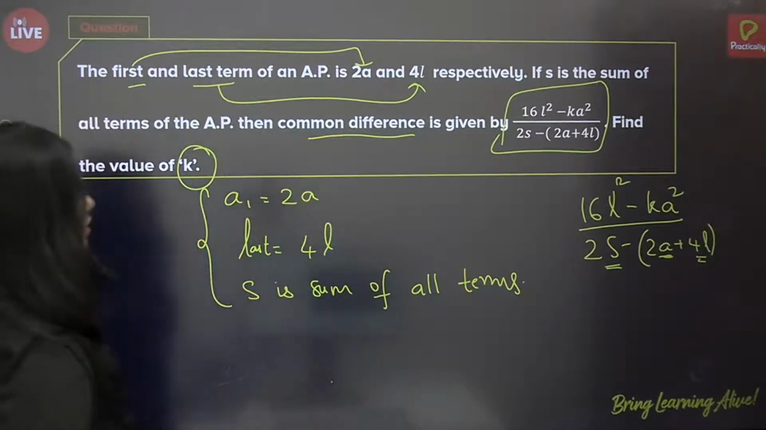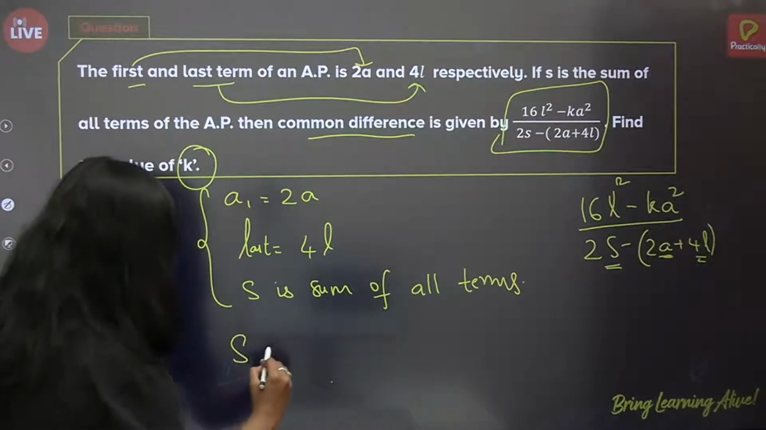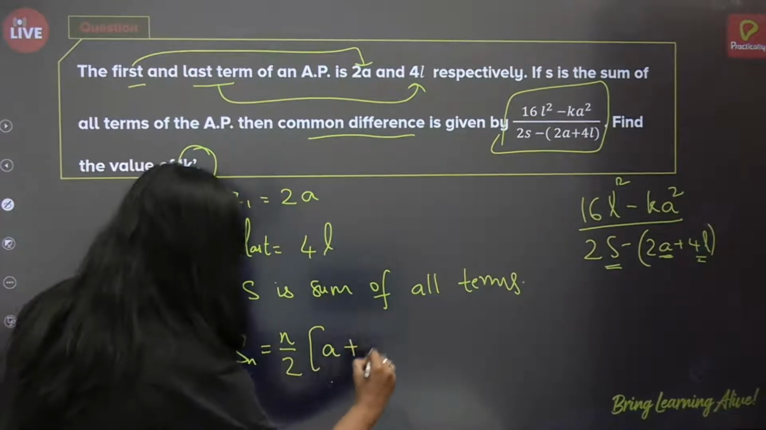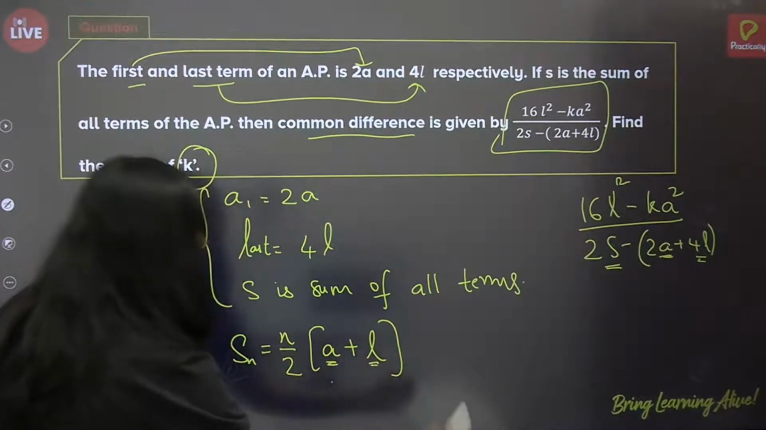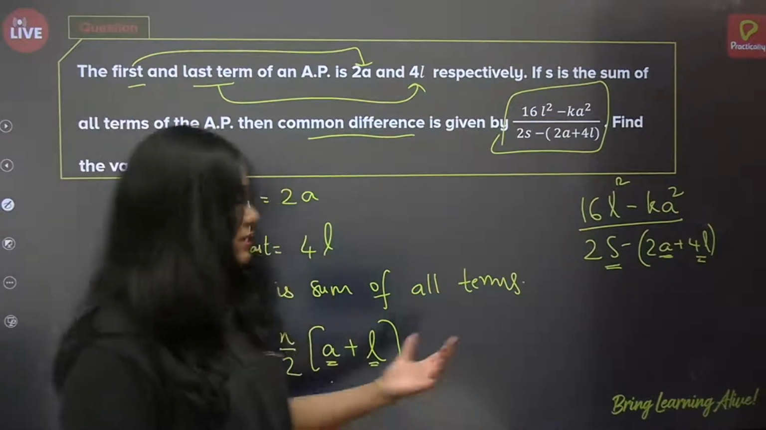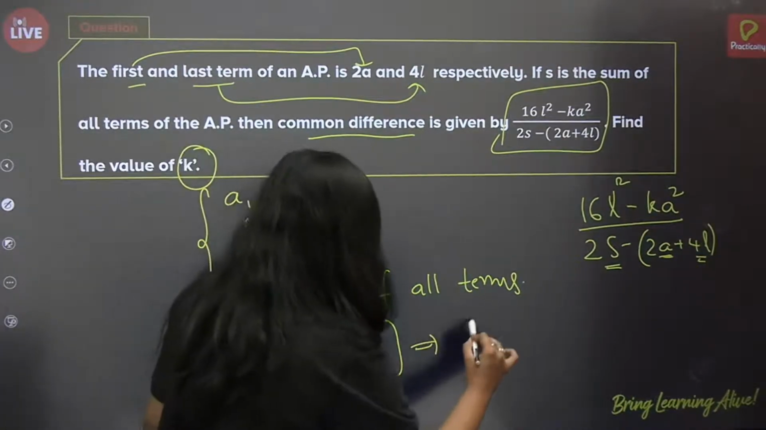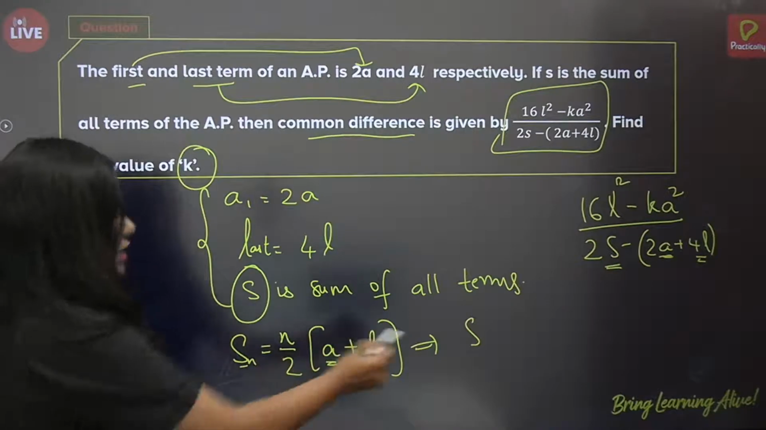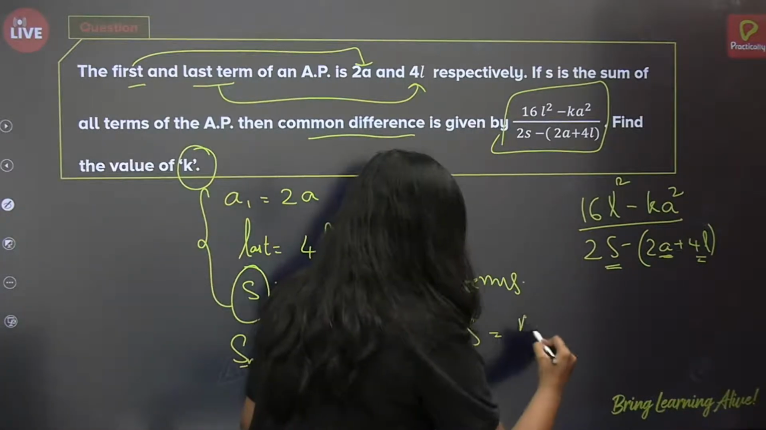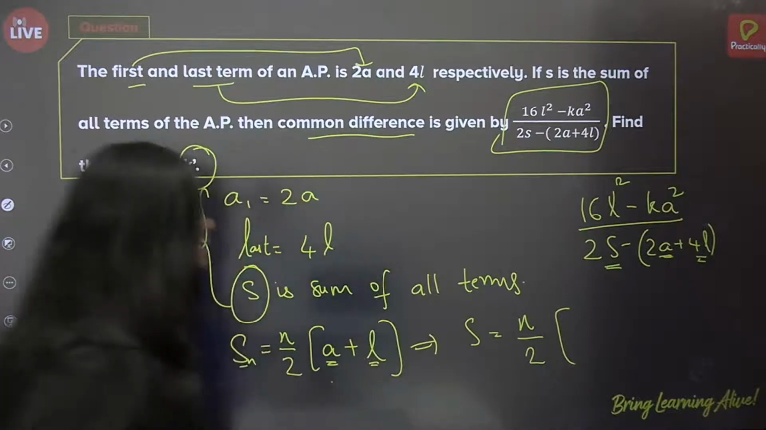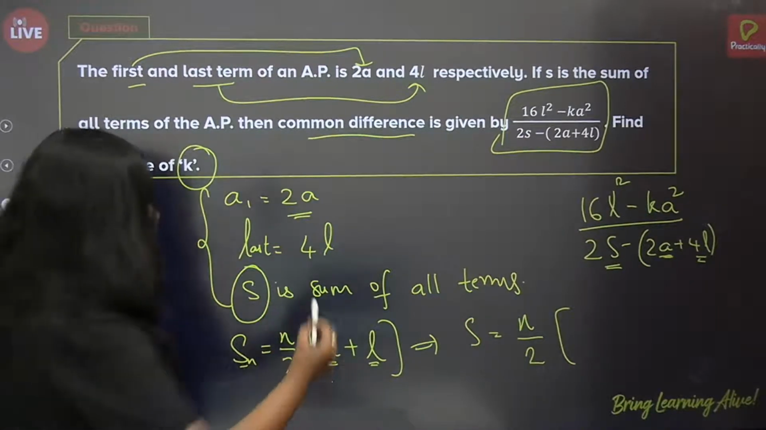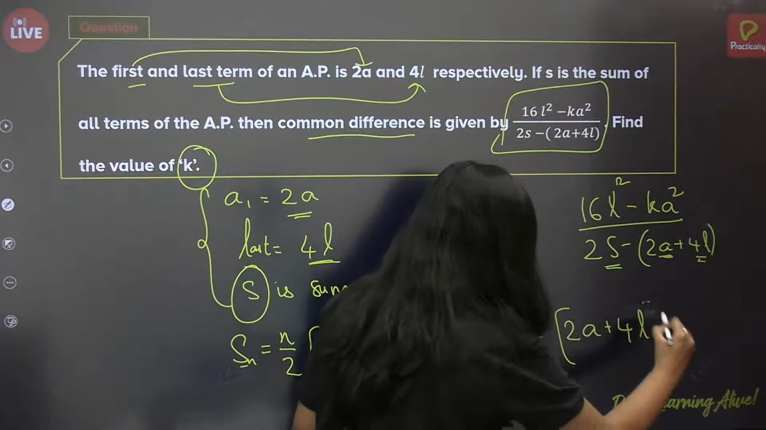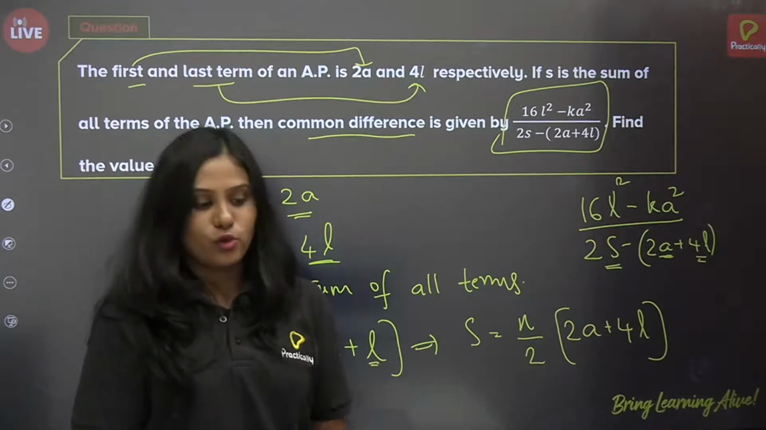Let's start. We know that the sum Sn is equal to n by 2 of a plus l. This is the first term, this is the last term, correct? Let us apply it. What is Sn? S, that is the sum of all terms. So let me substitute Sn equals S. Then we do not know n, so n by 2 of, what is a here? 2a. What is the last term here? 4l. So this will be 2a plus 4l. Is it difficult? No, it is not.